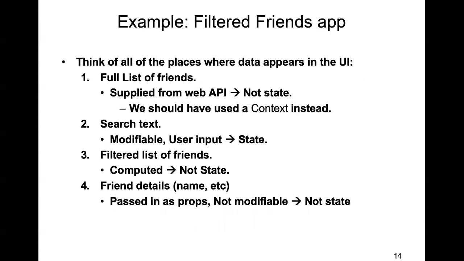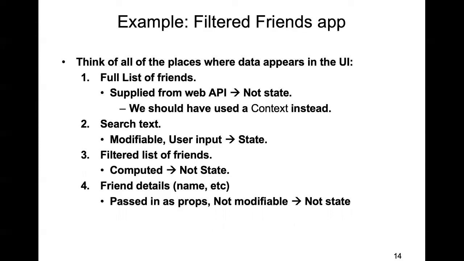Okay, so putting all of that together, if you think of the UI of the filtered friends in terms of the data that appeared on the UI, the only data that will really transpire to state is the text box. But just in terms of data, we had a list of friends. Well, the full list of friends actually is domain data or model data. It came from the web API, and we've already said you shouldn't store that as state, even though I did store it as state, but I've already explained why I had to.